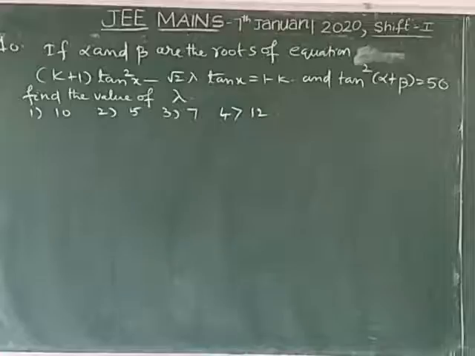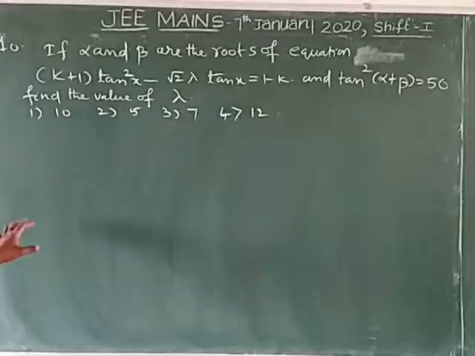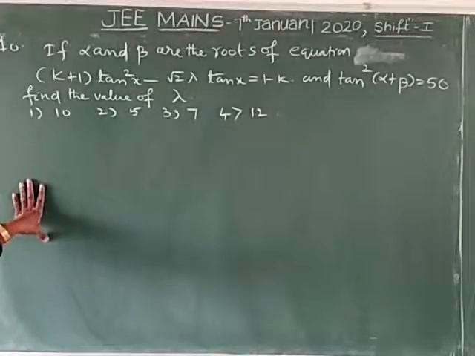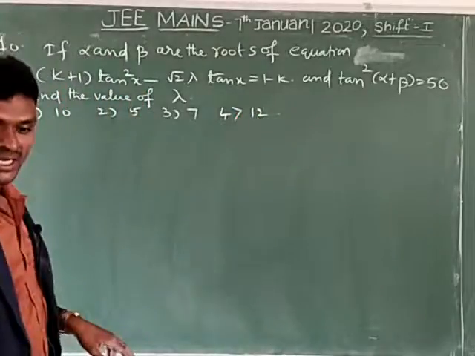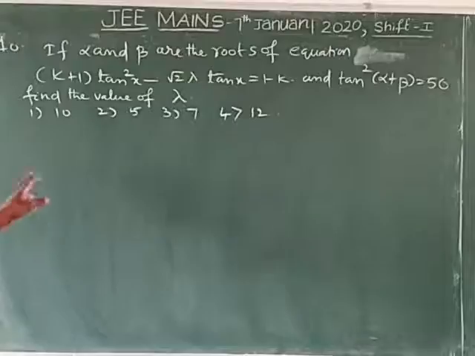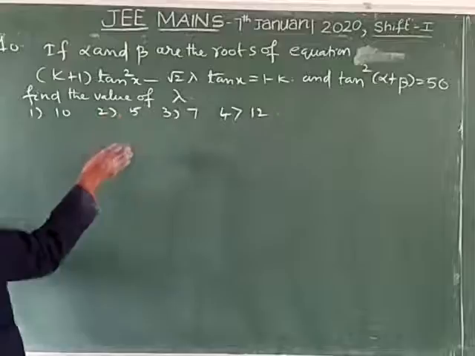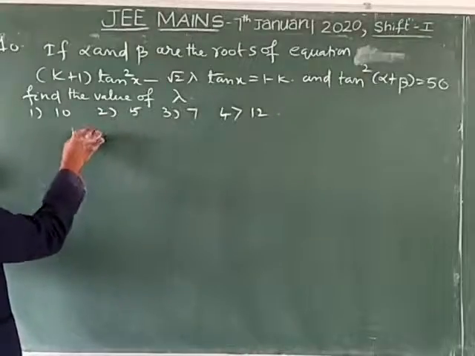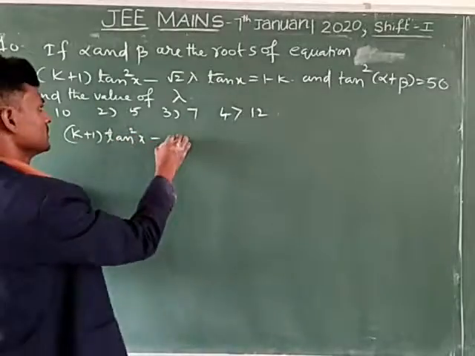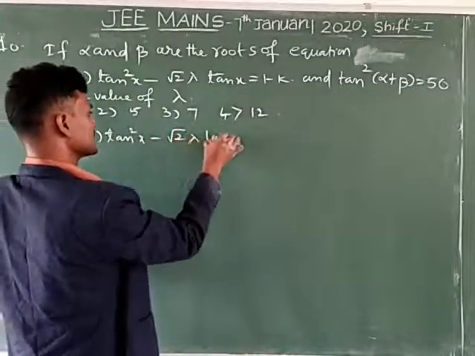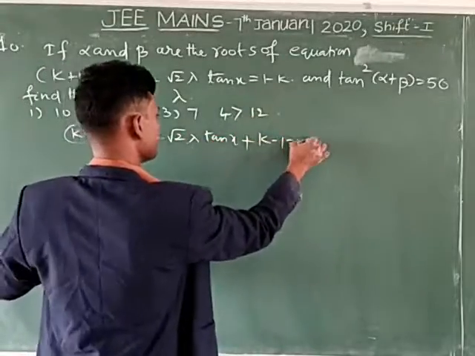Okay, next, 10th question. If alpha and beta are roots of the equation (k plus 1) tan square x minus root 2 lambda tan x is equal to 1 minus k, and tan square of alpha plus beta is equal to 50, then find the value of lambda. See here, alpha and beta are roots of the given equation. Sending 1 minus k to this side, plus k minus 1 is equal to 0.